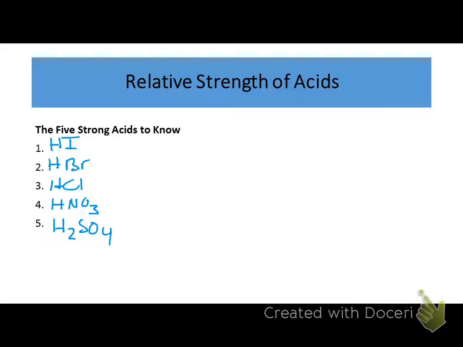So hydroiodic, hydrobromic, hydrochloric, nitric, and sulfuric acids are all strong acids. These are the 5 strong acids I want you to know for the test.